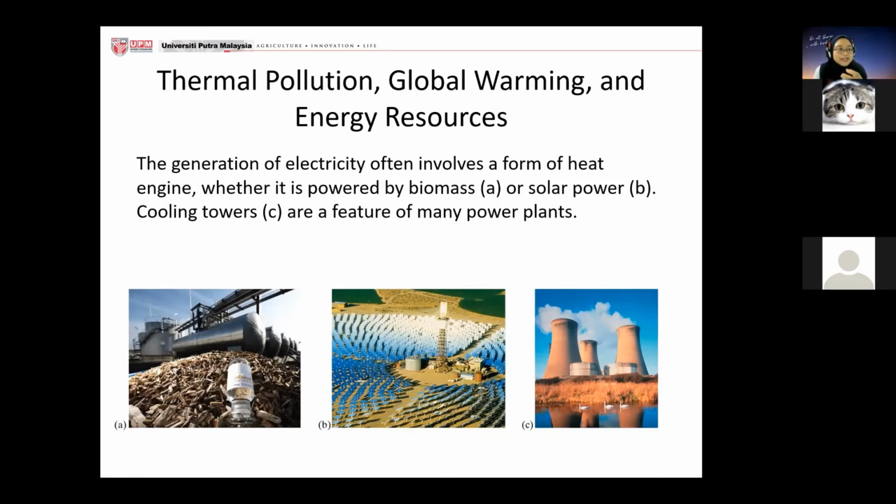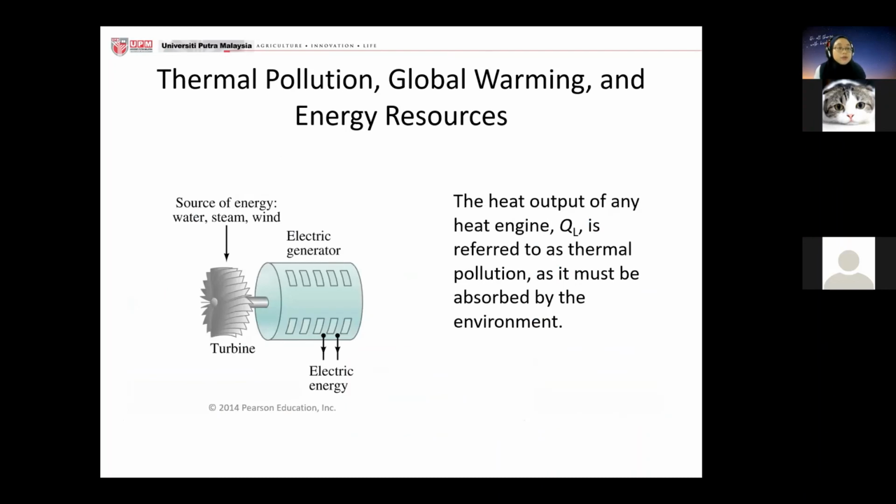So whatever energy that you have from your energy resources is transformed into useful energy. And at the same time, remember there's always going to be energy loss. Okay. And when you are looking at large systems like power plants, that energy loss is actually going to the environment. That is why it's called thermal pollution, because that heat has to be absorbed by the environment. Okay.